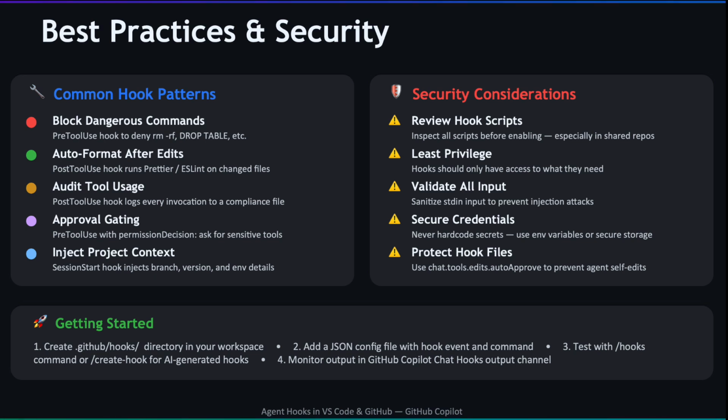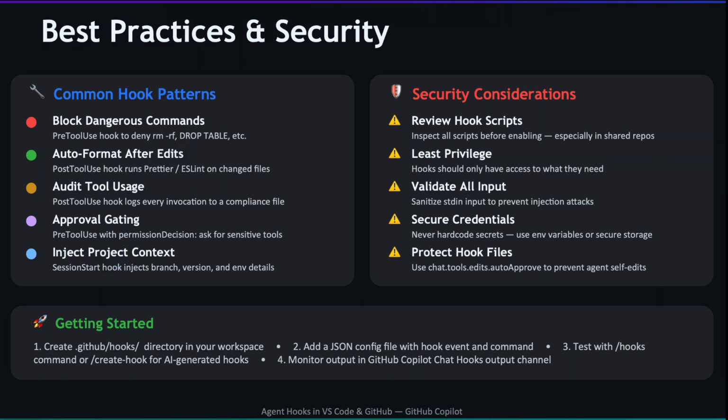Audit tools for logging every action and tool invocation. Another key pattern is the approval gating. For sensitive operations, you can request explicit user confirmation, adding a human in the loop using the PreTool hooks. And the last one is inject project context. In case you want to add some additional information like the branch detail, environment config, version information, you can add at the start of a session.